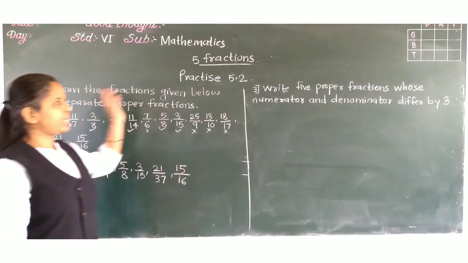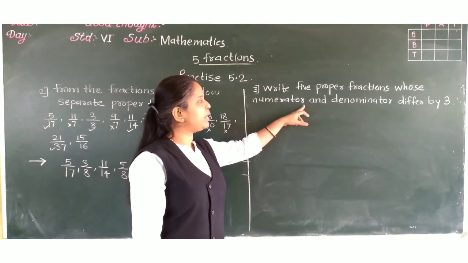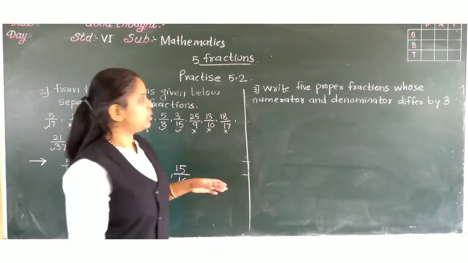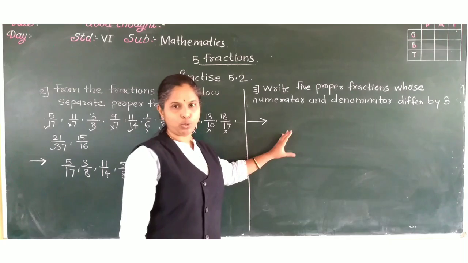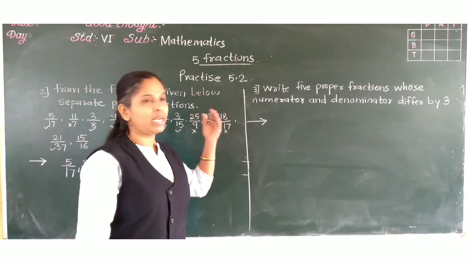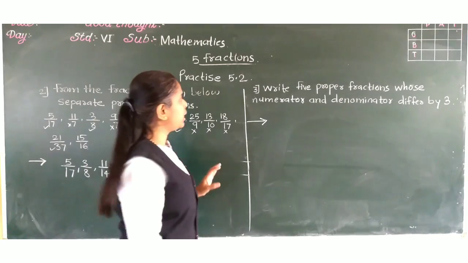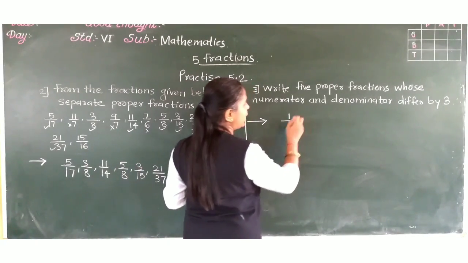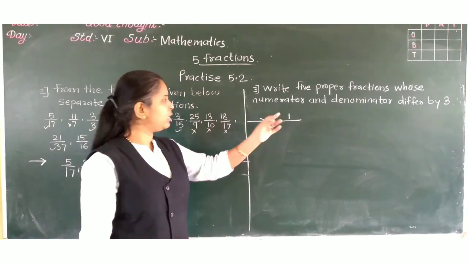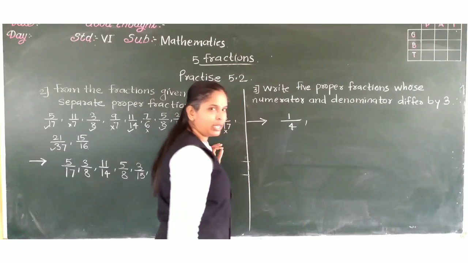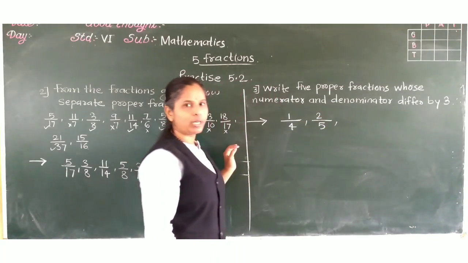Okay. Next, question number 3. Write 5 proper fractions whose numerator and denominator differ by 3. Now, what is the meaning of this? We have to write proper fractions in such a way that the numerators are less than the denominators by 3. So here, suppose the numerator is 1, then we have to add 3 to the numerator, so the denominator will be 4. Suppose the numerator is 2, then 2 plus 3, 5 should be the denominator.